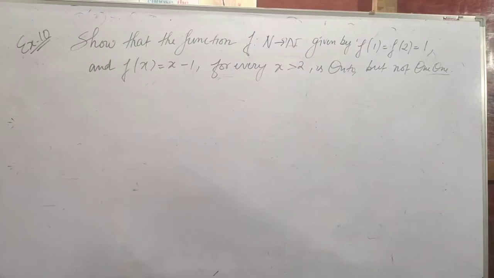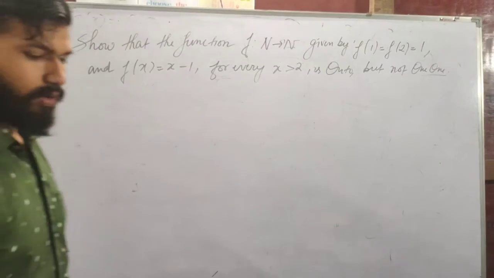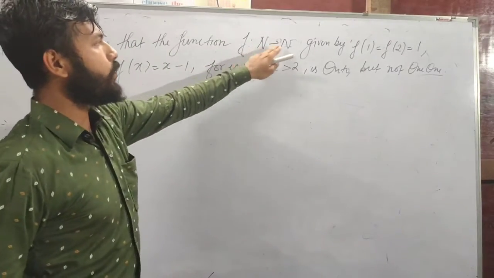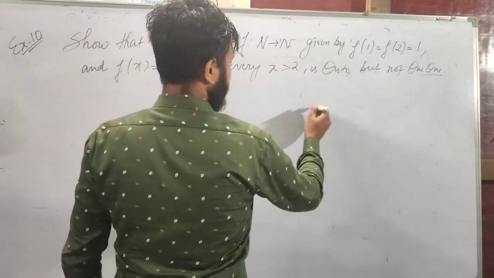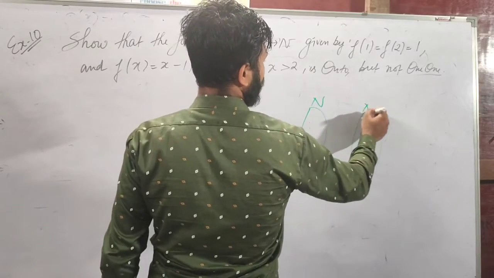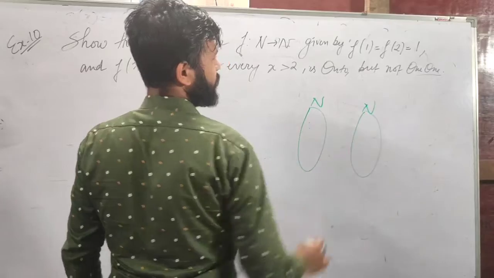Sir, hello. So here goes our next interesting question. It says: show the function from N to N. What does N to N mean? Natural number to natural number. The domain is the natural numbers, and the codomain is also the natural numbers.